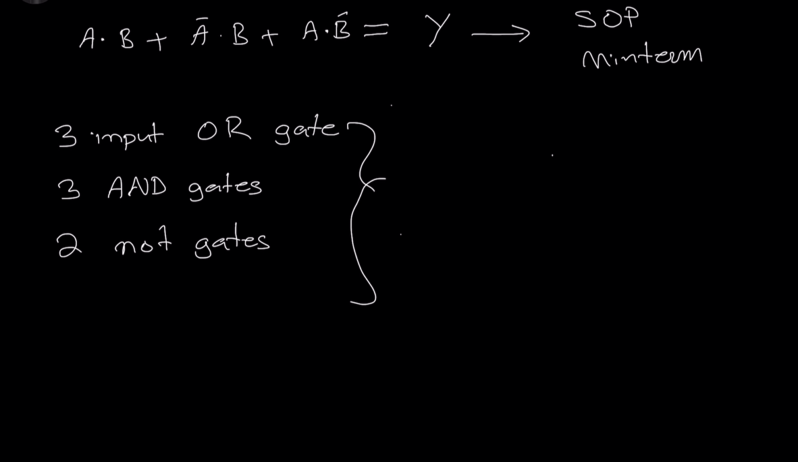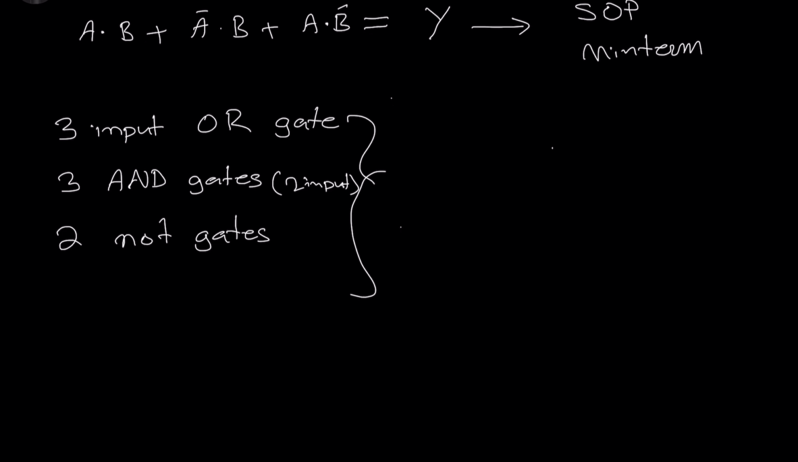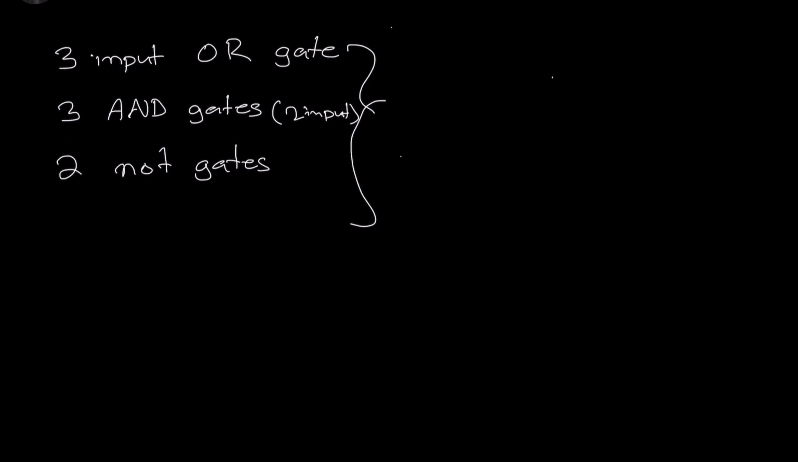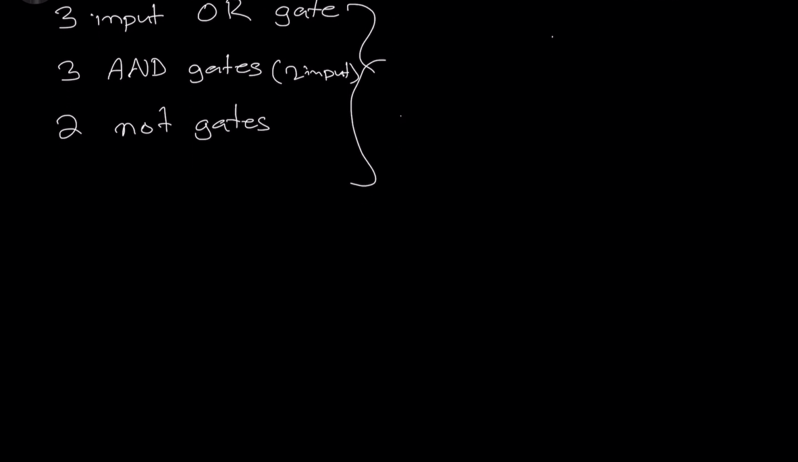So to use this min term to draw a logic diagram or logic circuit here, it will be easy if you write these things down, so we know what to look for. So we have a 3 input OR gate, 3 AND gates, 2 inputs, and 2 NOT gates. Okay, so as we say, our end product is an OR gate. We will start with the AND gates here.